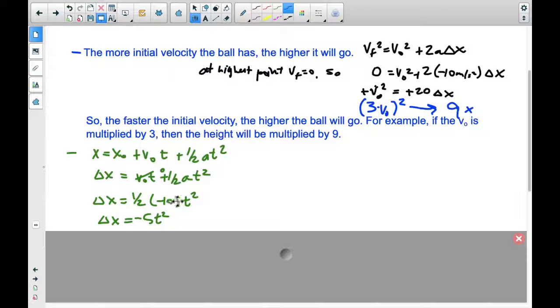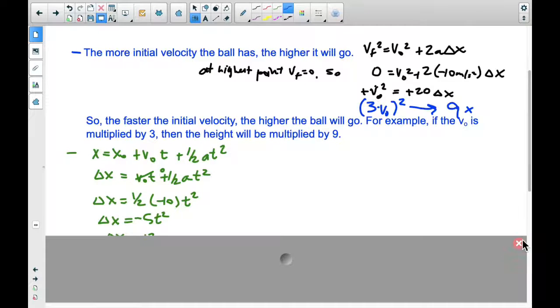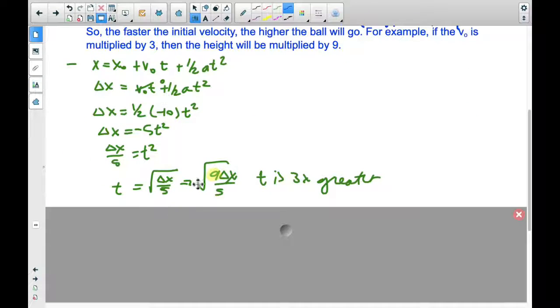And I can plug in a -10, that's gravity. And so I get that the change in height is -5 times time squared. Now I do want to solve for t and take the square root. I just want to focus on this portion of it right here. What this is saying is time is equal to the square root of the distance divided by 5. And this is approximately 5 because gravity is -10.